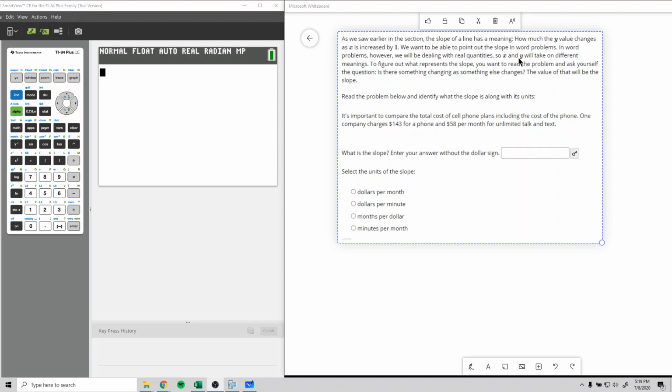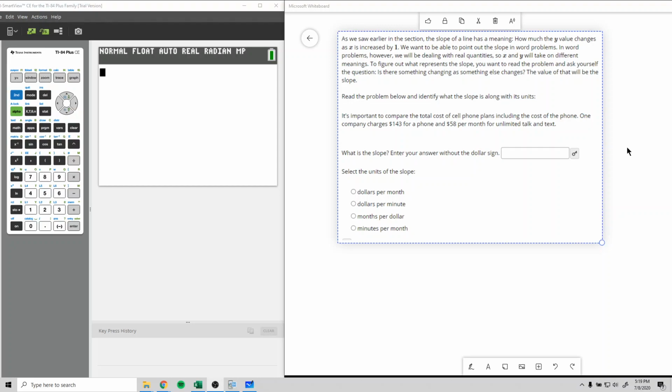So as we saw earlier in this section, the slope of a line has a meaning. It's how much the y value changes as x is increased by 1. We want to be able to point out the slope in word problems. In word problems, however, we will be dealing with real quantities, so x and y will take on different meanings. To figure out what represents the slope, you want to read the problem and ask yourself the question: is there something changing as something else changes? Because that's what slope is.